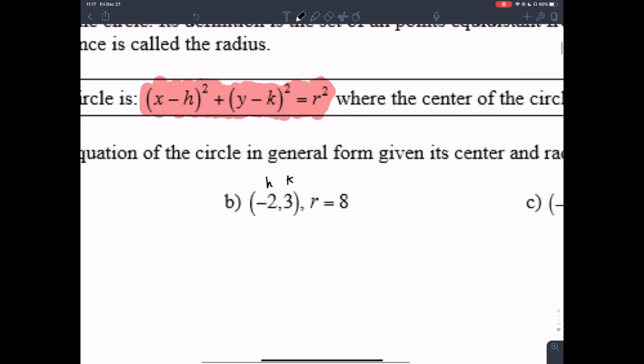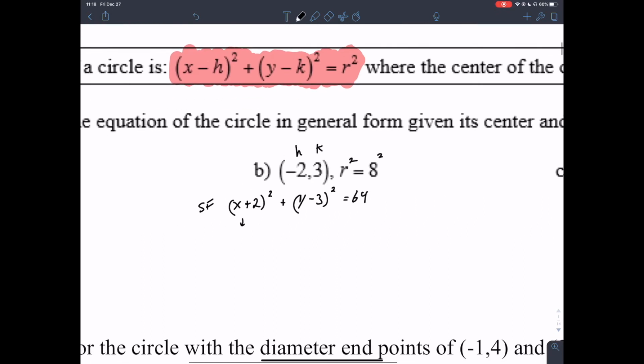So this would be x plus h, or sorry, this plus 2, and then square it, plus y minus 3, and then square it, equals now r squared, so square both sides, this would be 64. So here we have our standard form. But now let's do general form. You need to FOIL these out, okay?